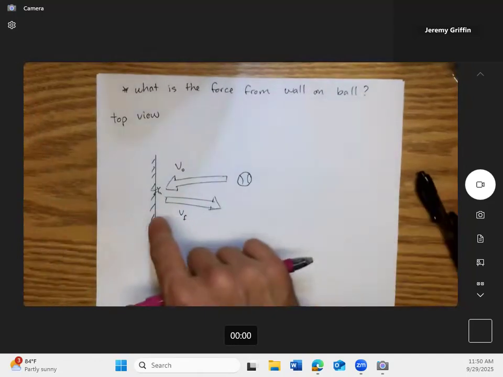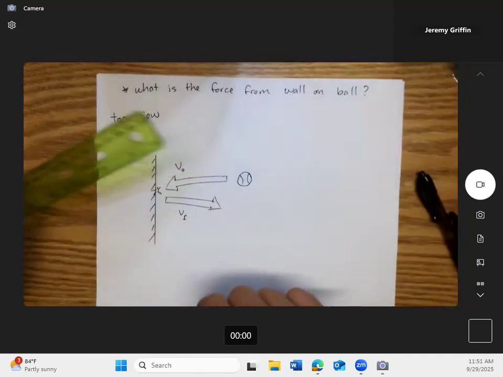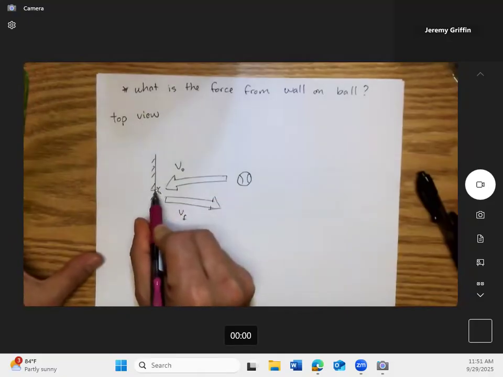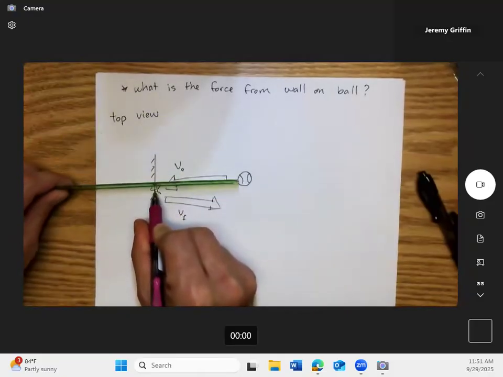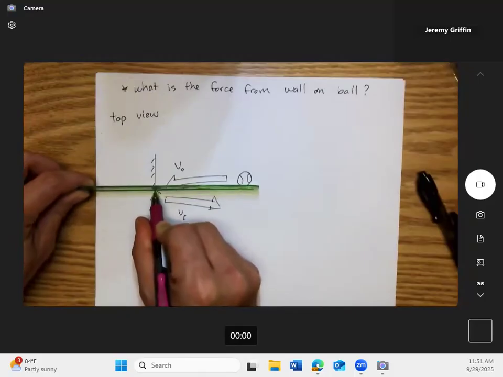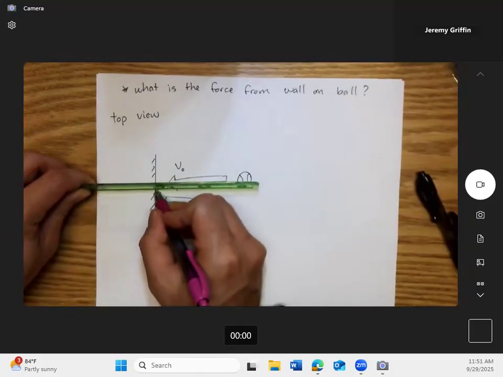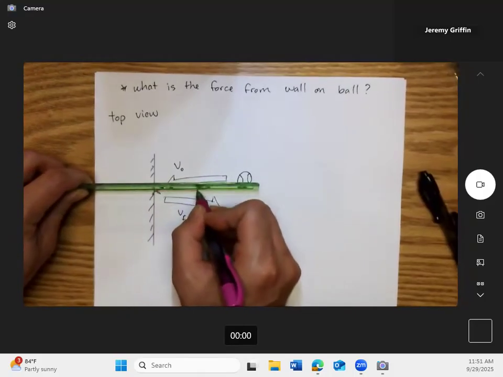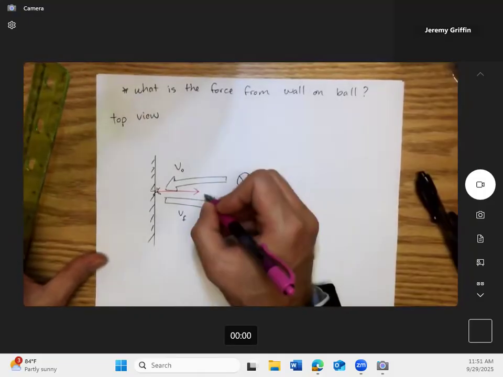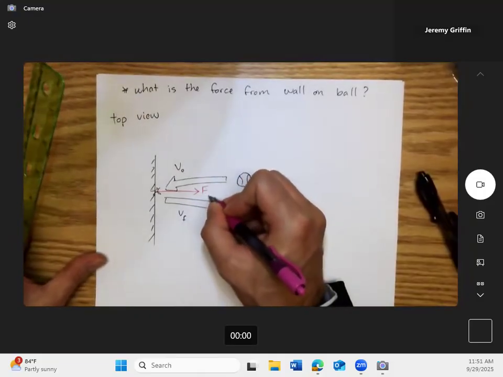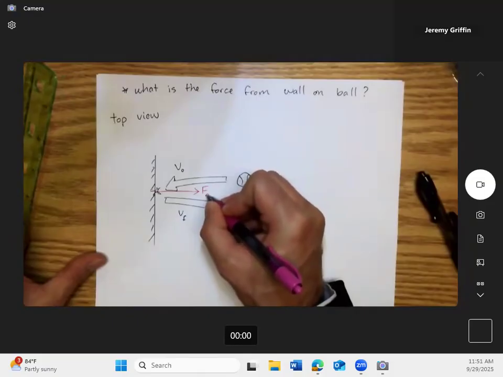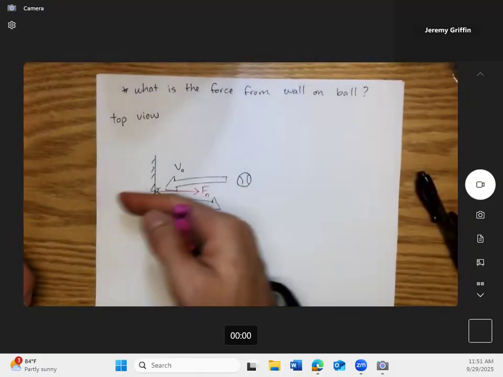Now if you're interested in the force from the wall on the ball, that would be where the ball is making contact with the wall, right here. Which direction do you draw that force from the wall on the ball? Straight away, like that. And what kind of force is that? Normal force, it sure is. That would be a normal force from the wall on the ball.